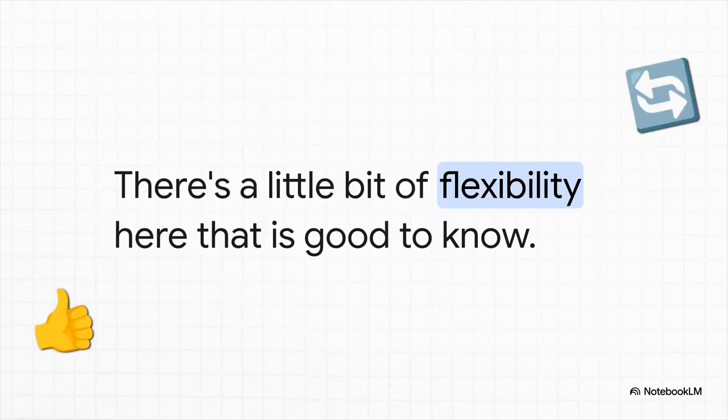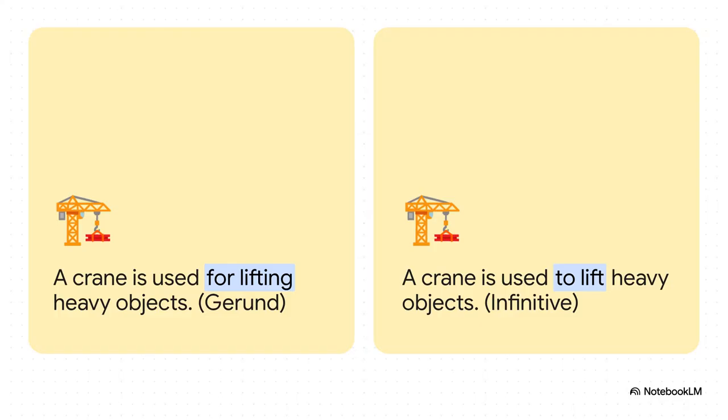And hey, another little pro tip for you on this one. You actually have a bit of flexibility here, which is always nice to know. So when you're talking about an object's purpose, you can say a crane is used for lifting or it's used to lift. Both are 100% correct and mean the exact same thing. The ing version is just really common when you're describing the general function of a tool.